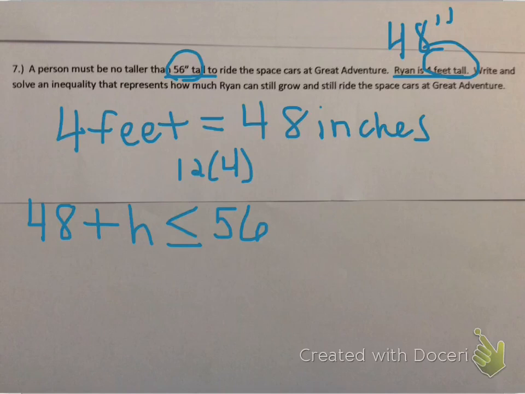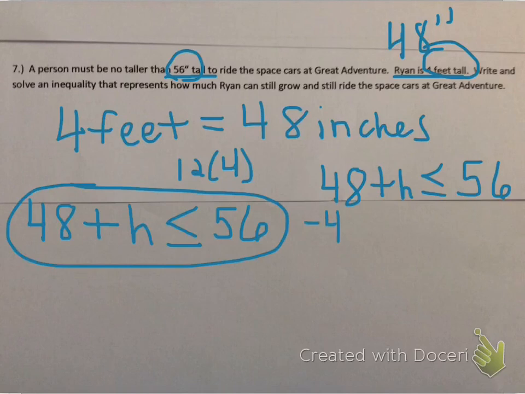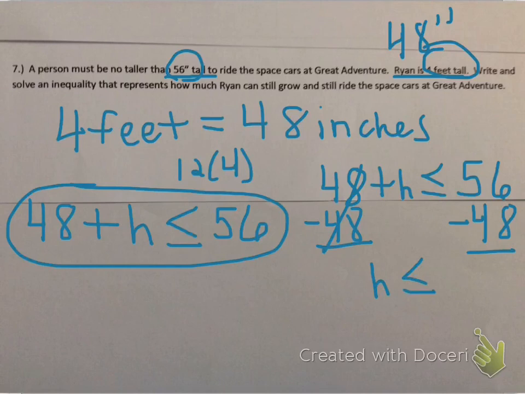Okay? So let's take that inequality. I'm going to just circle that because that's the first part. That's our inequality. And now we're going to solve it to figure it out. We have 48 plus h is less than or equal to 56. Just like we've been doing, we want to get our variable all by itself. So we want to get rid of the 48. That's a positive 48. So I'm going to subtract 48 on both sides of the inequality. And my 48 minus 48 cancels out, that's 0. I'm left with h is less than or equal to 56 minus 48 is 8. And of course we're going to label that because it is a word problem, inches.